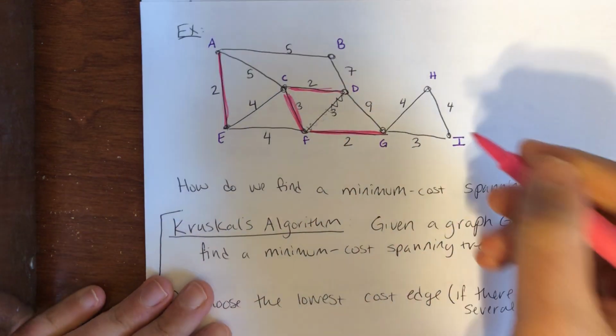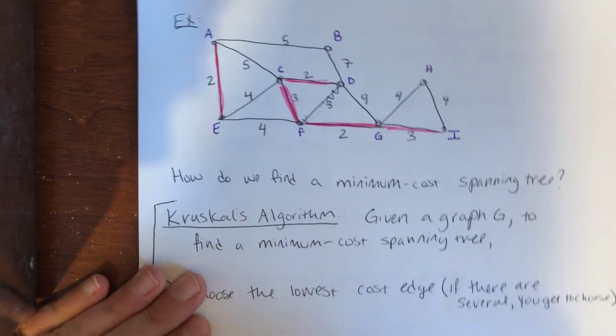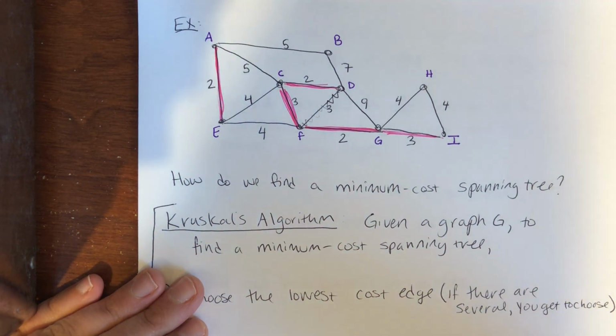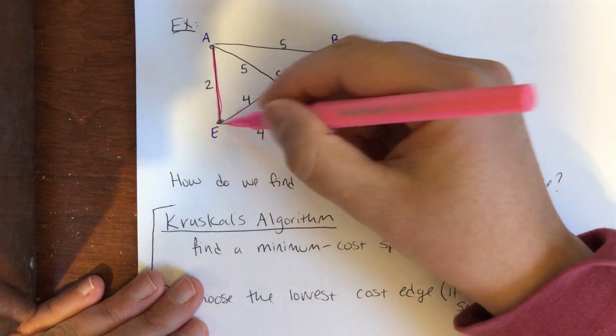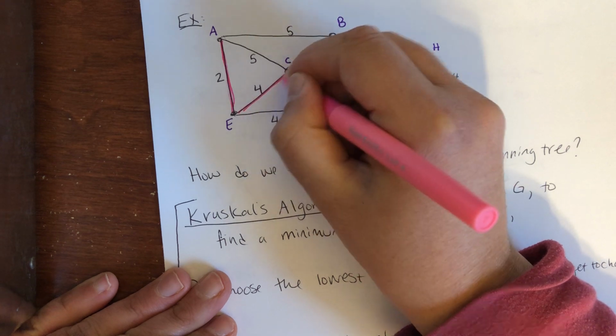But then my next cheapest edge, which I can add, is from G to I. That does not form a cycle. And then we continue. Choose your next cheapest edge. You can choose any of the 4s and it's not going to form a cycle with what you already have. So maybe I choose this one here.